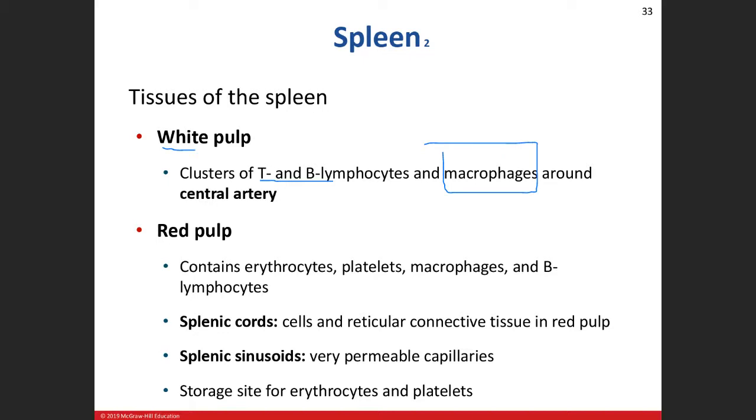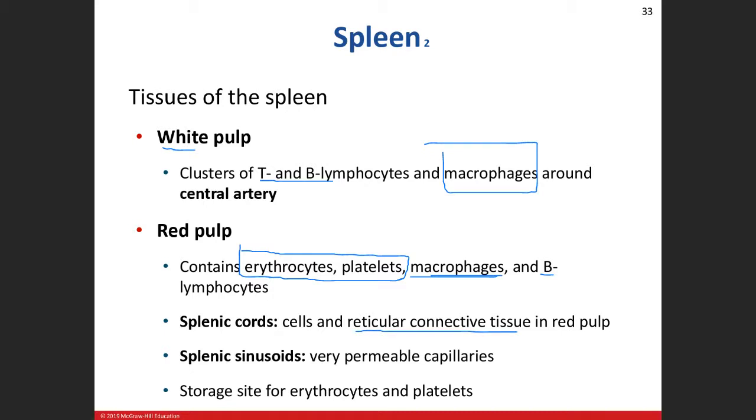When we're dealing with the red pulp, we'll have, again, macrophages and B lymphocytes. We won't see the T lymphocytes there, but we will have the erythrocytes and the platelets, which give the red pulp its red coloration. And then we have these two structures, the splenic cords, which are made up of reticular connective tissue.